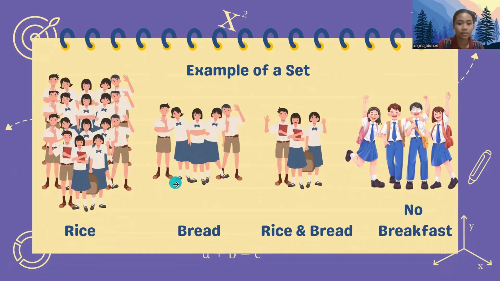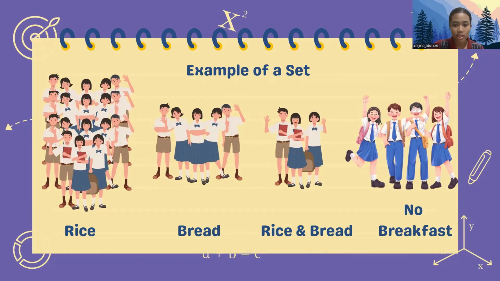There were 18 people who had rice for breakfast, five people who had bread for breakfast, three people who had rice and bread for breakfast, and four people had no breakfast.